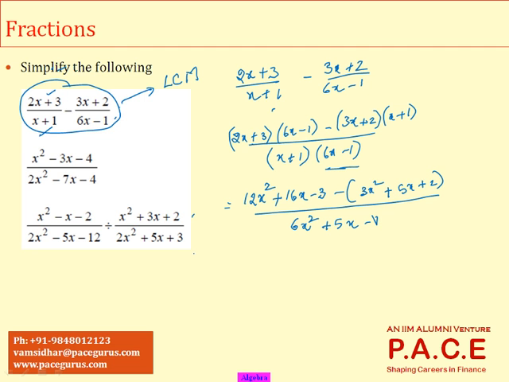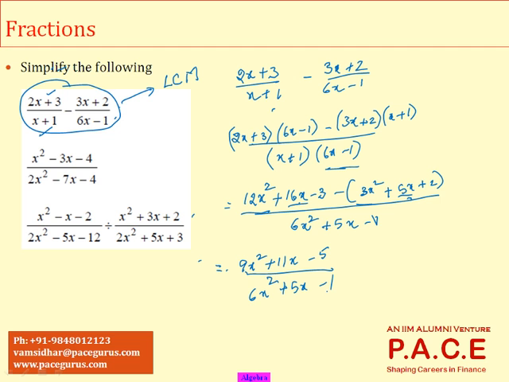So under simplification, 12x squared, and here I have minus 3x squared, making it 9x squared. I have plus 16x minus 5x, so it becomes plus 11x, minus 3 minus 2, making it minus 5, divided by 6x squared plus 5x minus 1. If there is some more way to simplify it, we can simplify it. Otherwise, we can leave it like this, which gives me my answer. That is the simplification here.